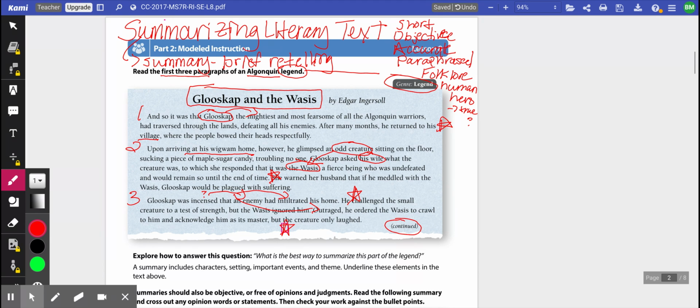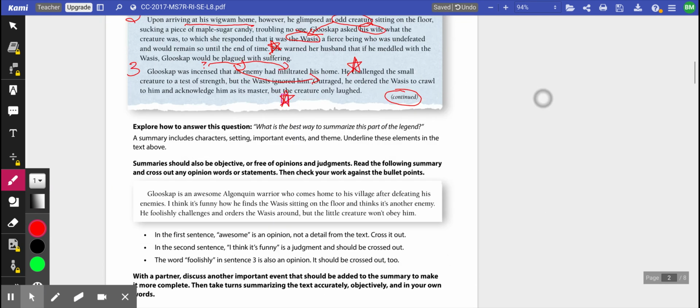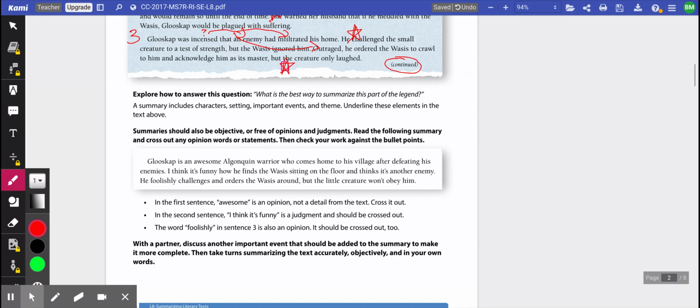So we have now labeled our characters, because down here, my next thing asks me, what's the best way to summarize this part of the legend? Well, we've got our characters. We've circled all 3 of them. We have our setting, which we underlined, and we put stars by our major events. Now, we haven't set our theme yet. Okay. So think about the fact that our theme is that you have this little bitty creature that is winning over this mighty warrior. So just keep in mind thinking about how that theme is going to build by the time we get to the end of our story.